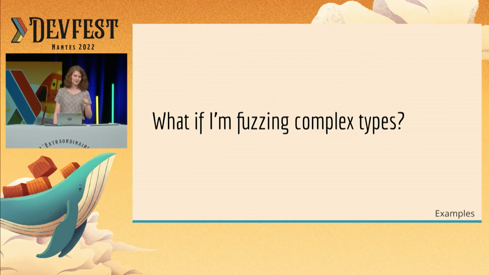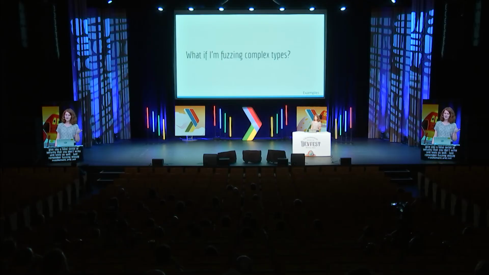Another question you might be asking yourself, what if I'm fuzzing complex types? In the demo, I was using 2 strings and taking an integer, but what if you need something else for your fuzz test? As of the latest release in Go 1.19, Go only supports fuzzing a set of primitive types listed on the slide. That's strings, bytes, slices, integers, floats, and so on. But don't be discouraged if the types you need aren't on this list. We can still work this way.